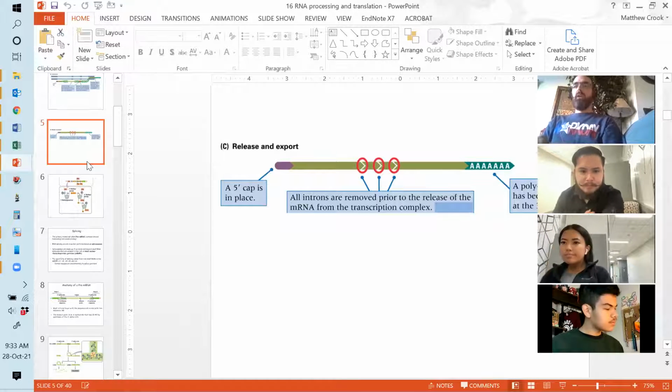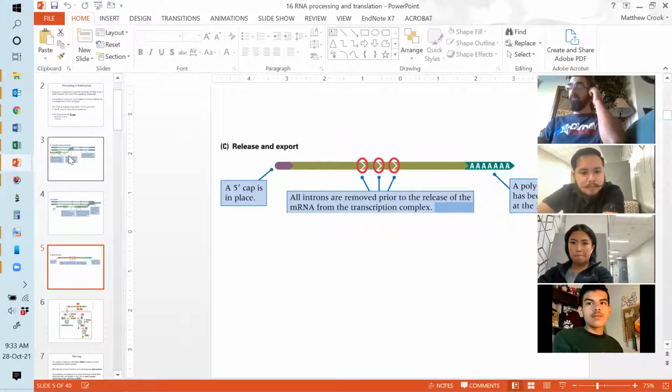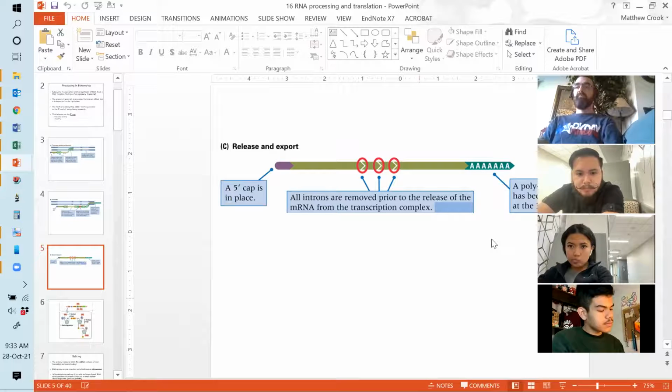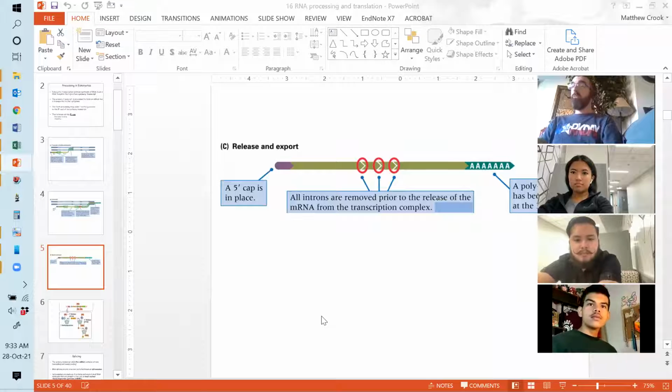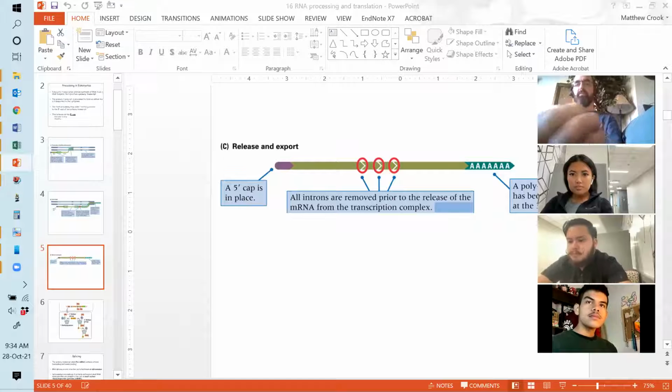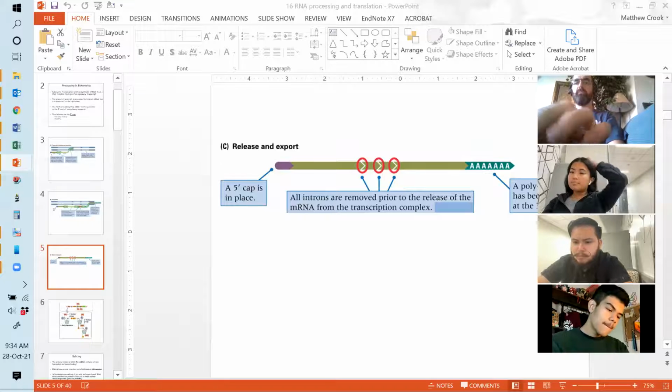No. Okay, cool. All right, so essentially we went over the overview, right? The different processes, which is capping, splicing, and polyadenylation. Those are the three things that are required before an mRNA can be considered mature and be exported to the cytoplasm. So that's 5' capping, splicing out of introns, and polyadenylation of the 3' end. Those together equals what's called a mature transcript.